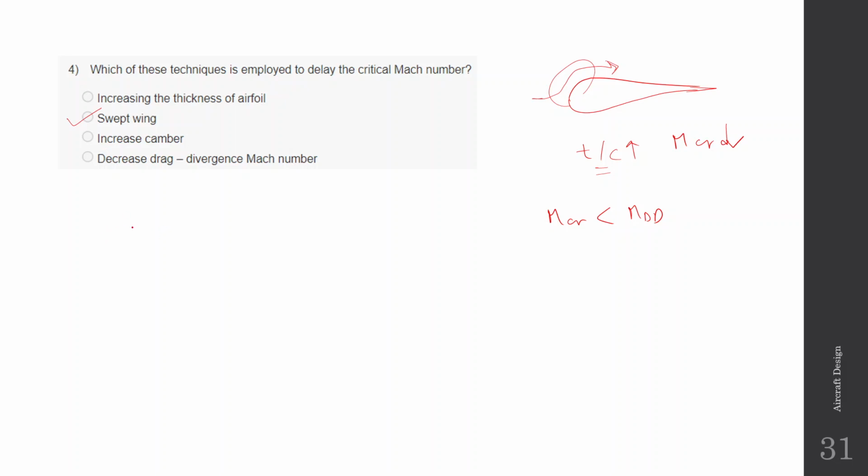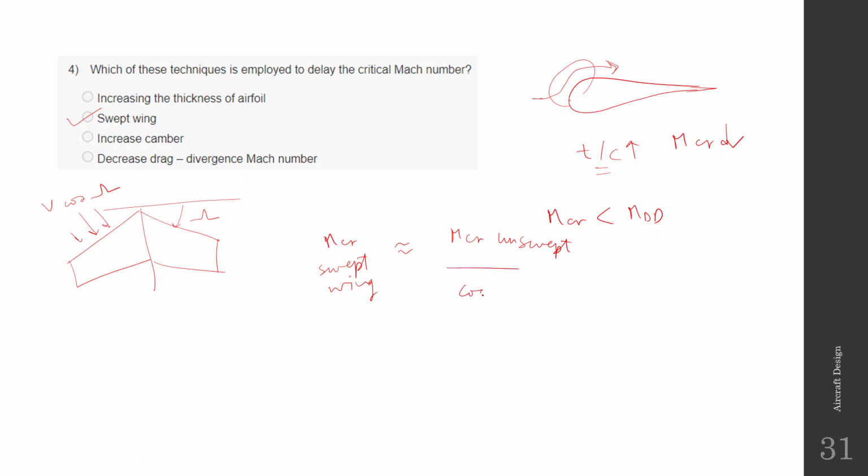And also, as I have discussed, when you have swept wings, the flow which is oncoming to the aerofoil is V cos of the sweep angle. So approximately, MCR of a swept wing is equal to MCR of the unswept wing divided by cos of the sweep angle. So this quantity is larger than that quantity.